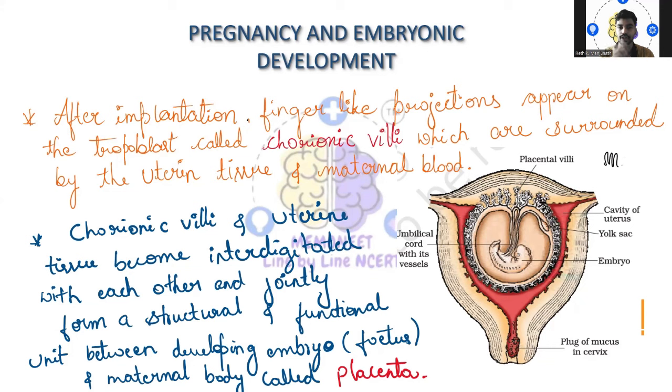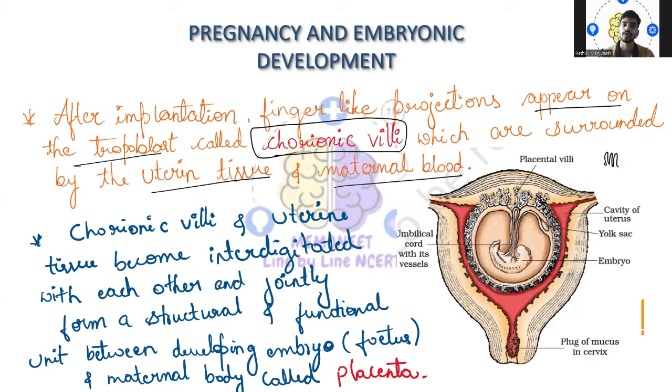We already got to know what exactly the trophoblast is, right? So a finger-like projection normally appears on the trophoblast, and we normally call them chorionic villi. Where exactly is it surrounded? This chorionic villi is surrounded by the uterine tissues and maternal blood.